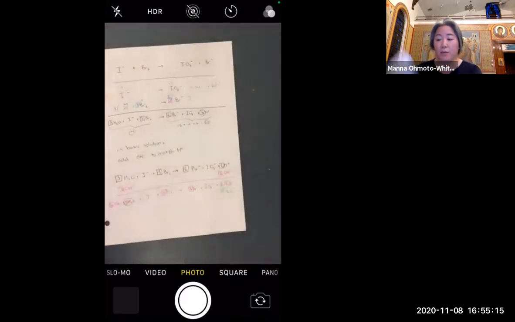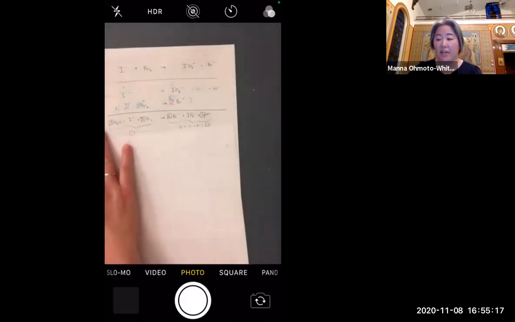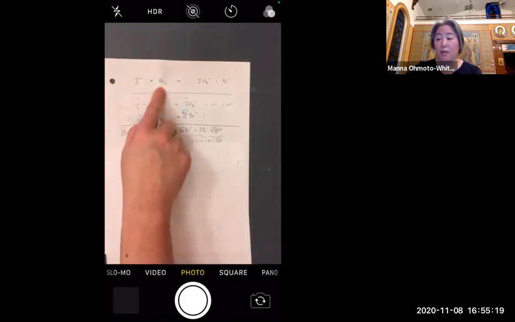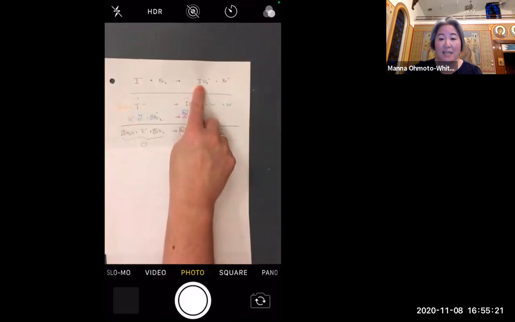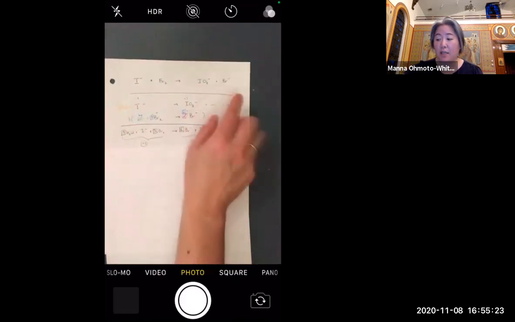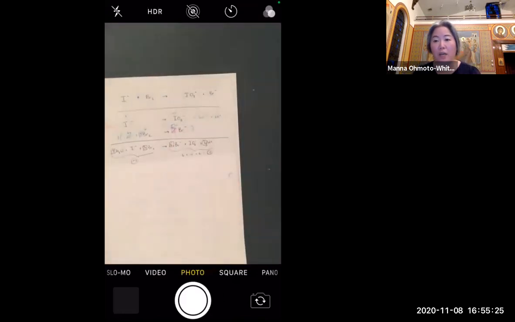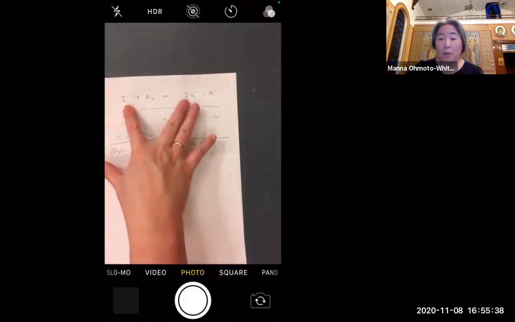Here's another example. I have iodine ion and bromine, creating the iodate ion plus the bromine ion. When you first look at this, you think, how am I supposed to balance this? I get a negative charge and 2 negative charges here. This is how redox helps you, because you're able to separate them out and do one step at a time. So I'm first separating out my half reactions.